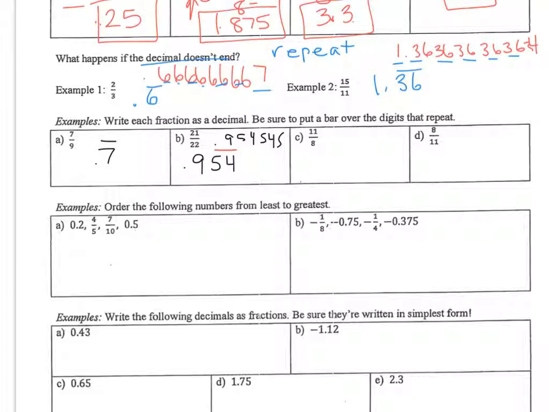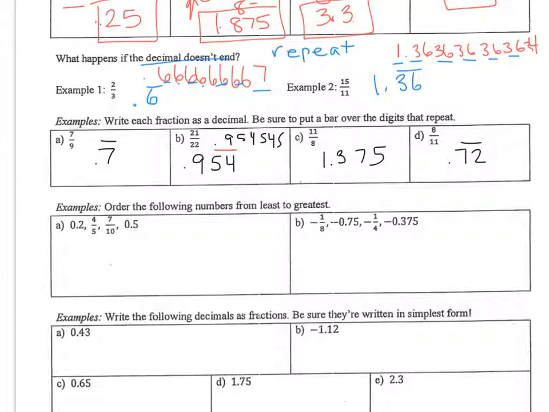And then number C, I do 11 divided by 8. So 11 divided by 8 is 1.375. There's no repeating, the digit stops. The number stops. And then 8/11, 8 divided by 11 is 0.727272. So I'm going to put 0.72 and a bar over 72, because that's the part that repeats.